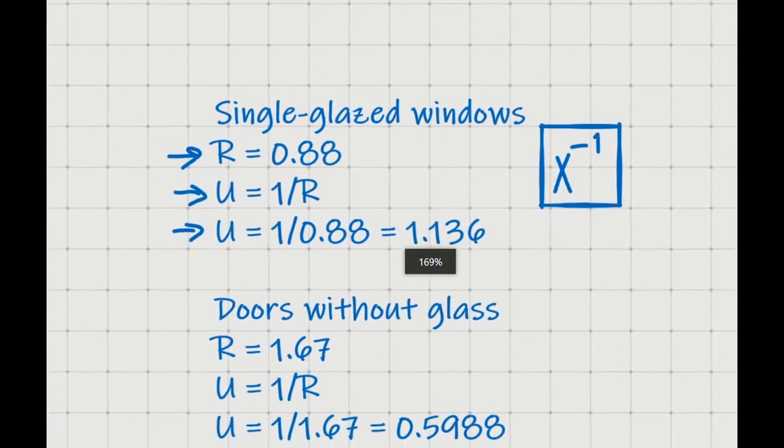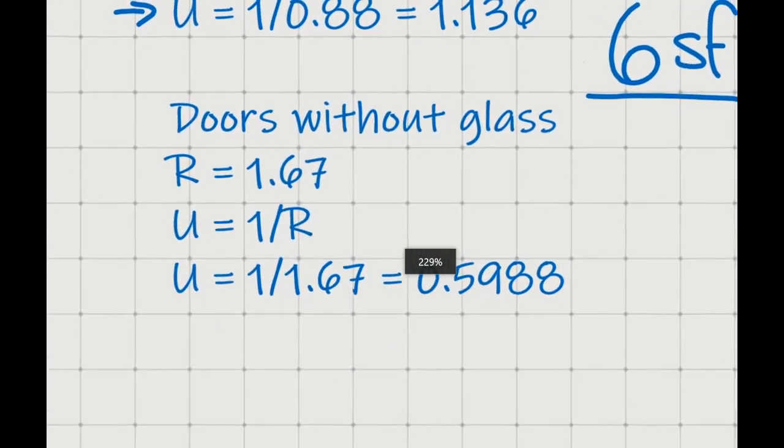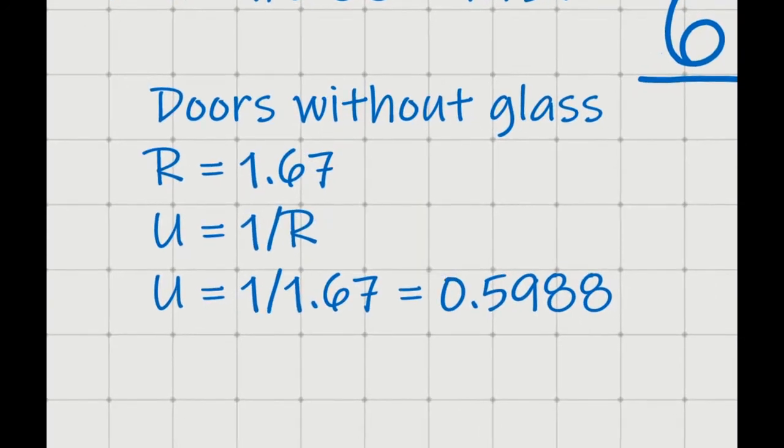Next, the other thing we want to think about is each window is 6 square feet because they're 2 feet wide and 3 feet tall. So you're going to need the area of that. So we're going to use 6 square feet for each window that you have in your design. Okay, doors without glass, same thing. 1.67 to find the U factor is the reciprocal of 1.67. And we get this number here, 0.5988. Remember, I like 4 significant figures, so that's all I'm doing here for you. All right, let's go on to the next thing.